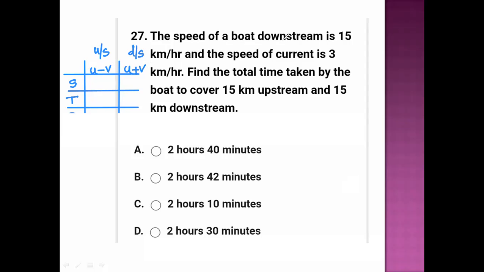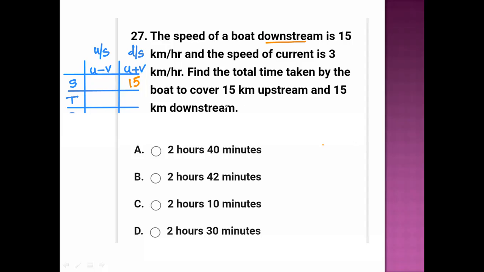Now, the speed of the boat downstream is 15 kilometer per hour. On the downstream side, the speed of the boat is 15, so I am writing U plus V is equal to 15. And the speed of the current is written by V. The speed of the current V is equal to 3 kilometer per hour.